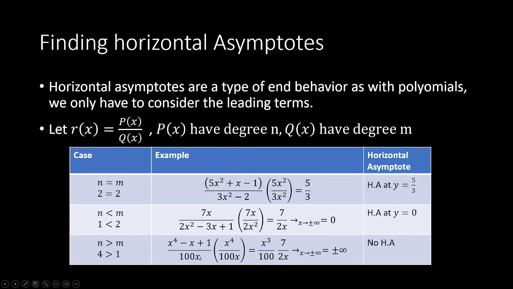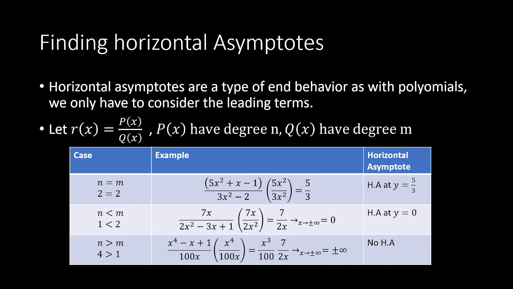If the degree on the top is higher than the one on the bottom, then you have no horizontal asymptote. So the 3 distinct cases of horizontal asymptote are: you either have no horizontal asymptote, or you have one at y equals 0, or you have it at the quotient of the leading terms.